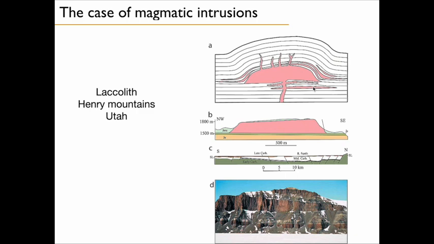Another type of elastic flexure is that associated to magmatic intrusions. So here is the case of a laccolith. A laccolith is a magma injection which is made into a layered sequence of rock, and the magma injected here is inducing deformation of the overlying crust. The most famous example of this is in the Henry Mountains in Utah.